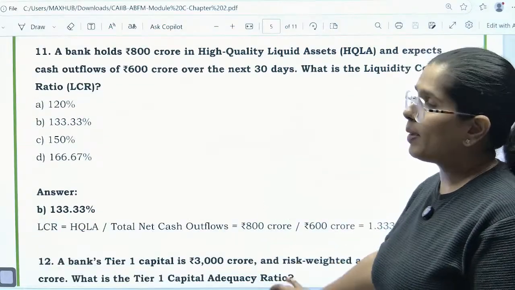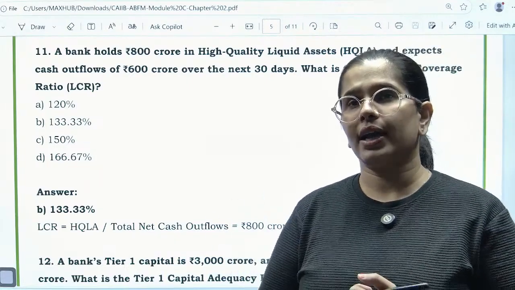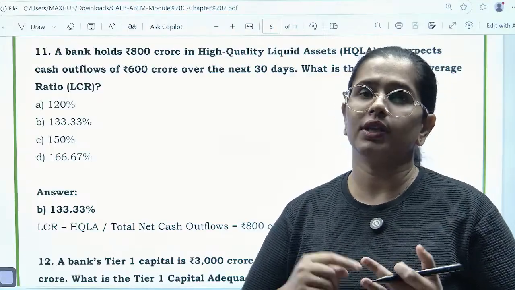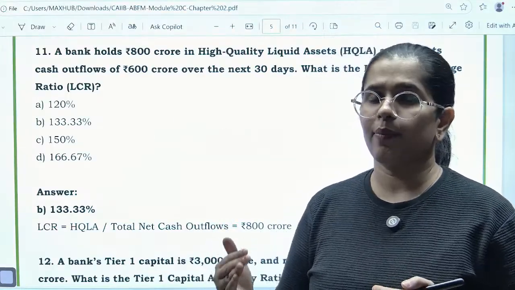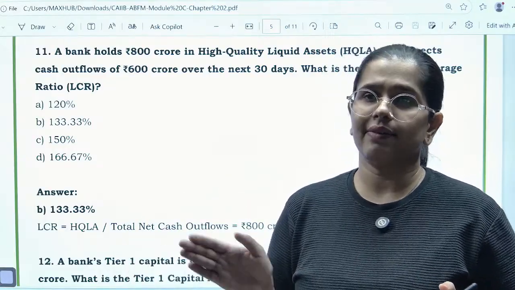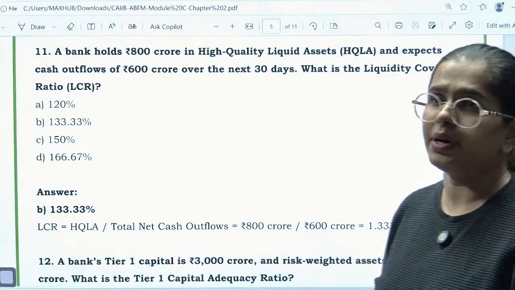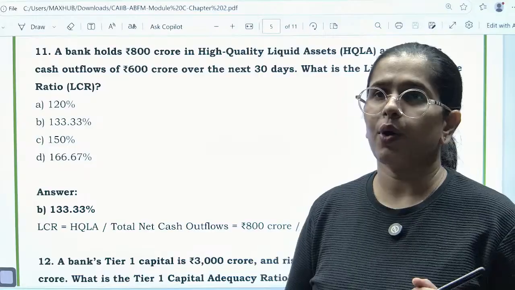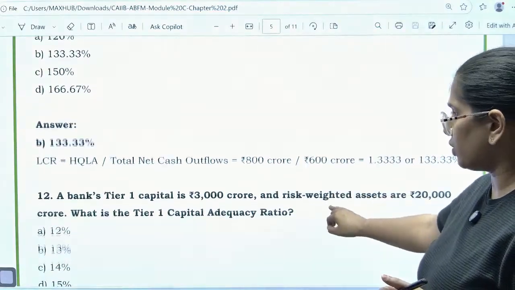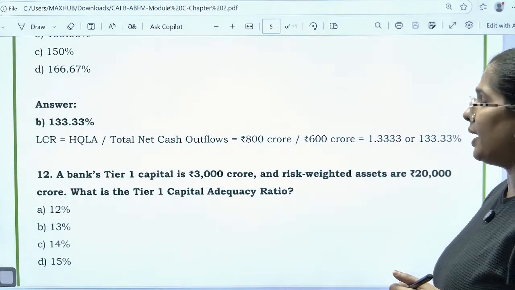Over here, how you will be able to find out? So liquidity coverage ratio can be calculated with high quality liquid assets divided by what is the cash outflow that you are expecting over the next 30 days. अगले 30 दिनों में आपका क्या cash outflow है, that you have to divide. So high quality liquid assets divided by total net cash outflow, we have 133.33%. ठीक है, कितना है? 133.33%. Now next we have, a bank's tier 1 capital is 3,000 crore and risk weighted assets are 20,000 crore. Now what is the tier 1 capital adequacy ratio?